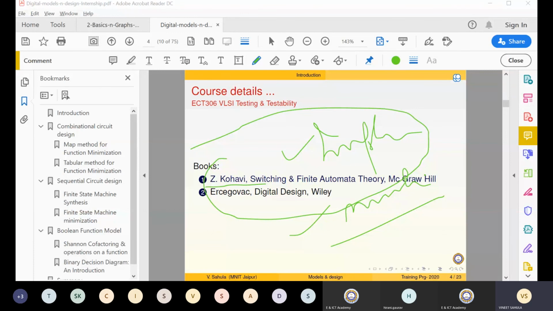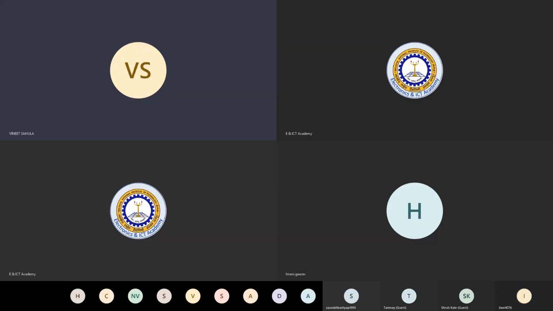So I'm taking leave now. A long day for you. Amit is also waiting, half an hour over with me. So thank you, and come up with some questions if you have. You can expect a few questions in your quiz from Kohavi's book and what we have discussed today for ROBDD, the operation between 2 functions, and so on.